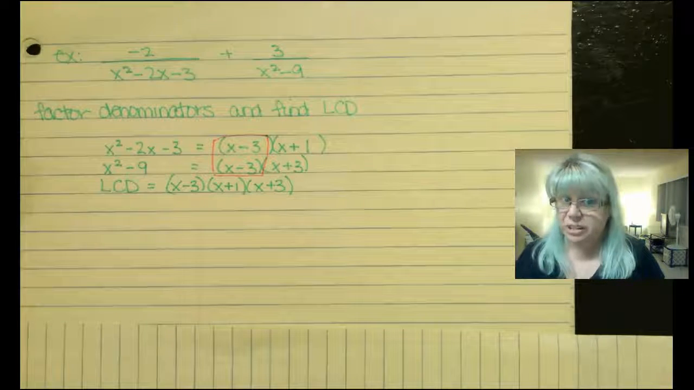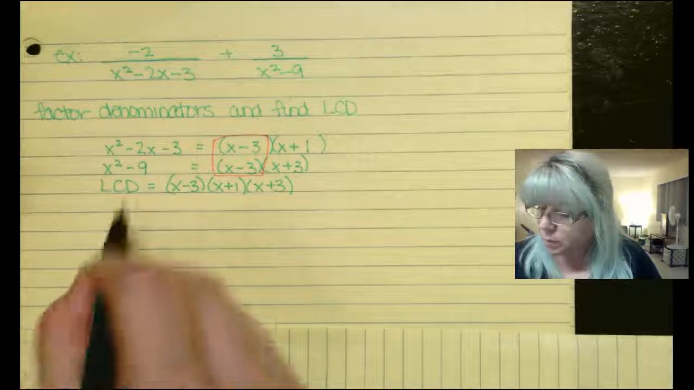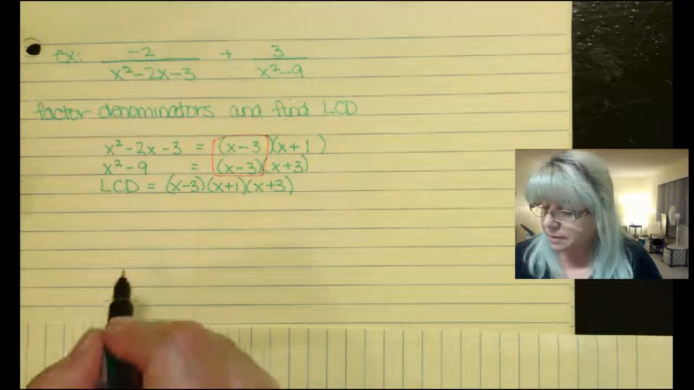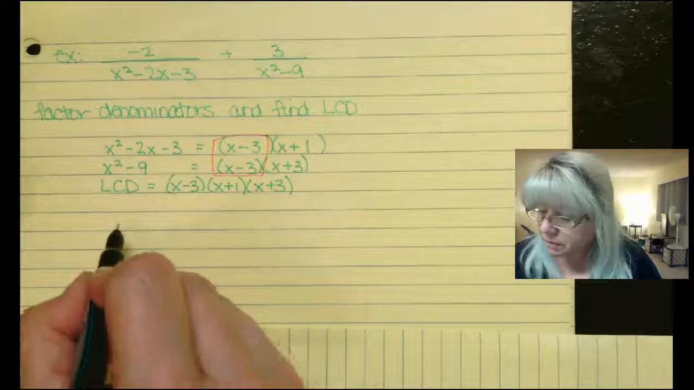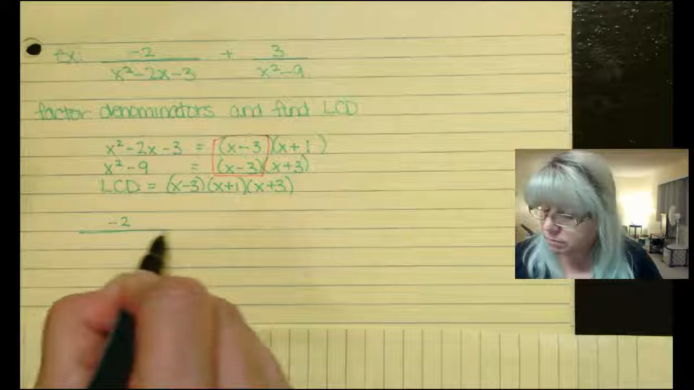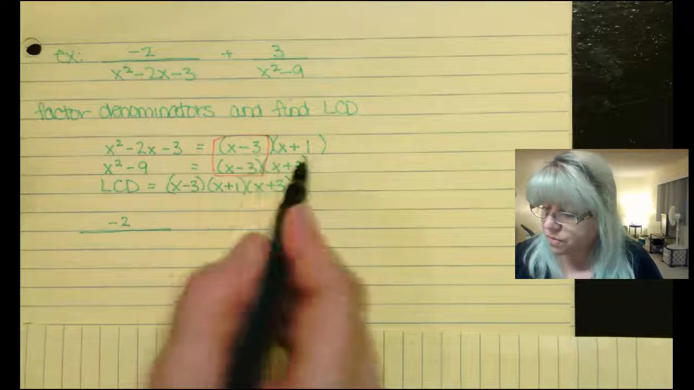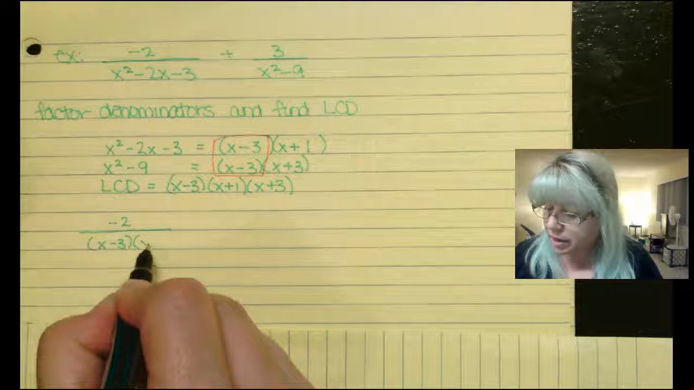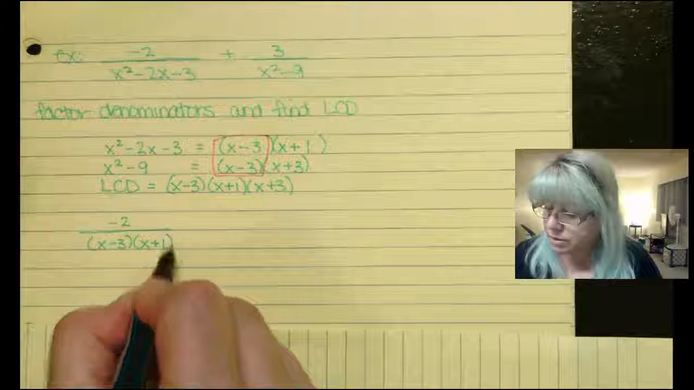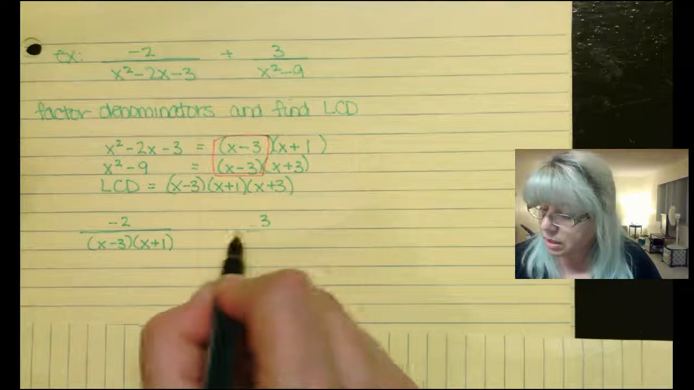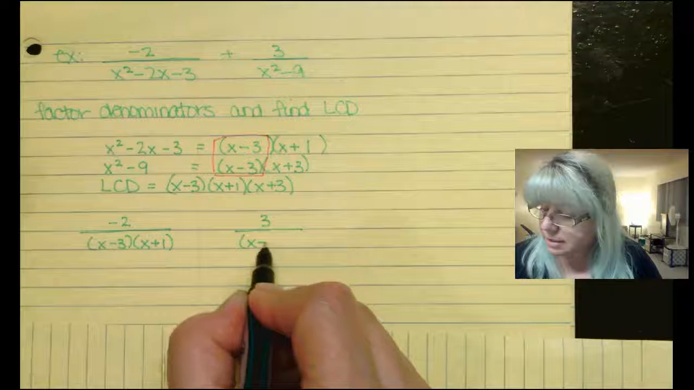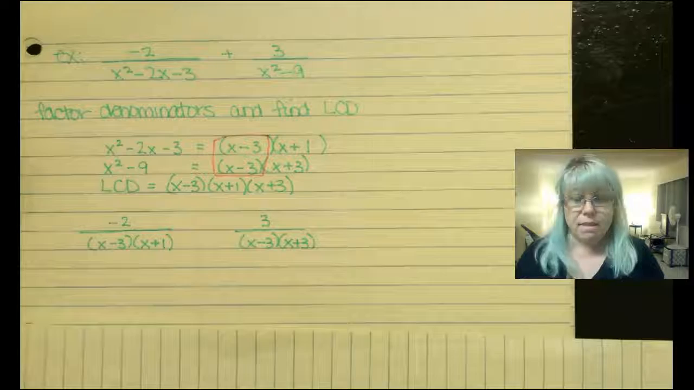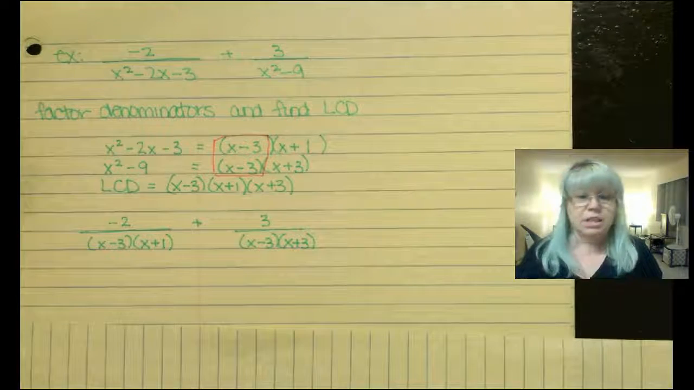Okay, now that I know the LCD, I'm going to rewrite each of the fractions with the LCD in the denominator. So let me first write it with its factors, as its denominator is written as factors, and 3 all over x minus 3, x plus 3. Okay, there's a plus symbol in there, addition symbol.